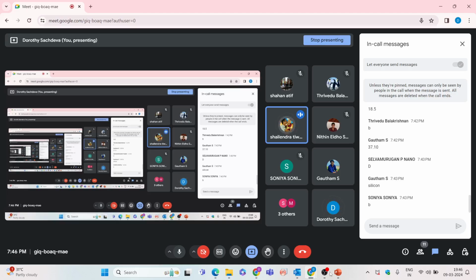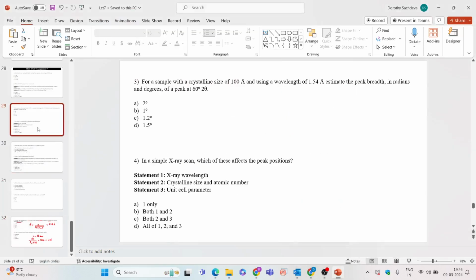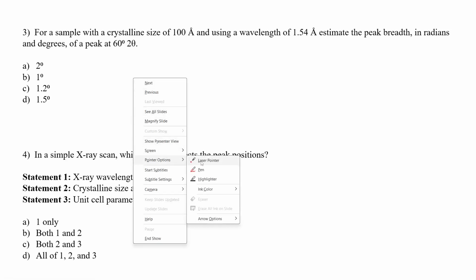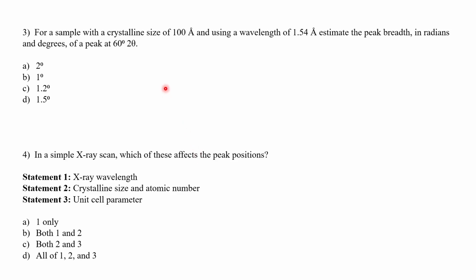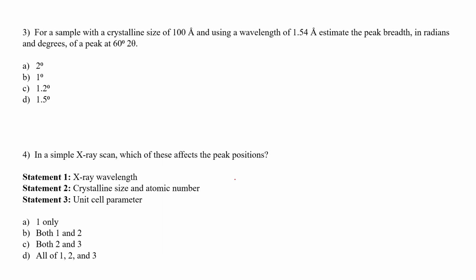Question number 3. Okay, this one. What's the doubt? Peak width is basically given by the Scherrer formula. There is one Scherrer formula from which you can calculate the peak width, which is basically related to your specimens. Can you please mute yourself?